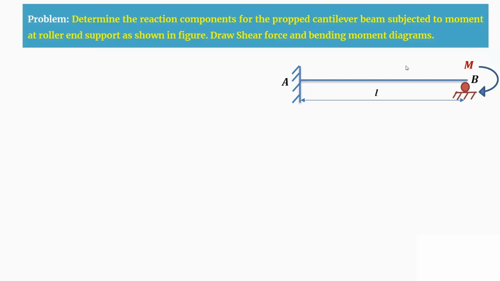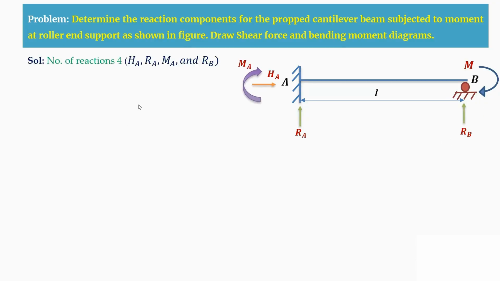So here at the A support, as it is a fixed support, you are having three reaction components. That is, one is the horizontal component HA, another is a vertical component RA, and another is a moment that is MA. And at the B support, as it is a roller support, you are having RB as a vertical component. So the total number of reactions here is 4.